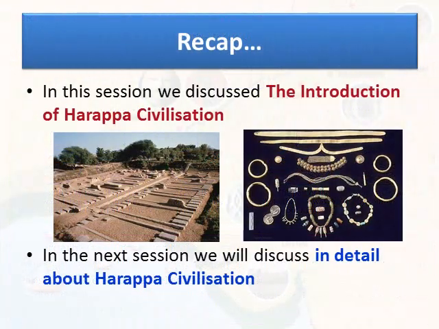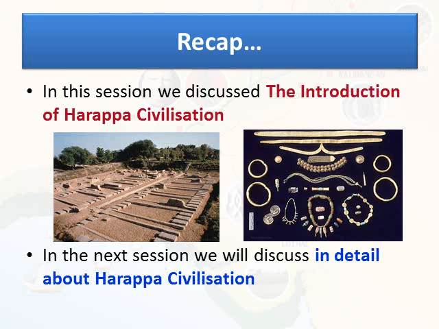Now the time for recap. Before winding up the session, let us have a recap. In this session, we discussed the introduction of Harappan civilization. We learned that the ruins of Harappa were first described by the British East India Company soldier and explorer Charles Mason in his book. He wrote that he saw a ruined brick castle with very high walls and towers built on a hill. It was in the 1920s that the archaeologists began to excavate the cities of Harappa and Mohenjo-daro.